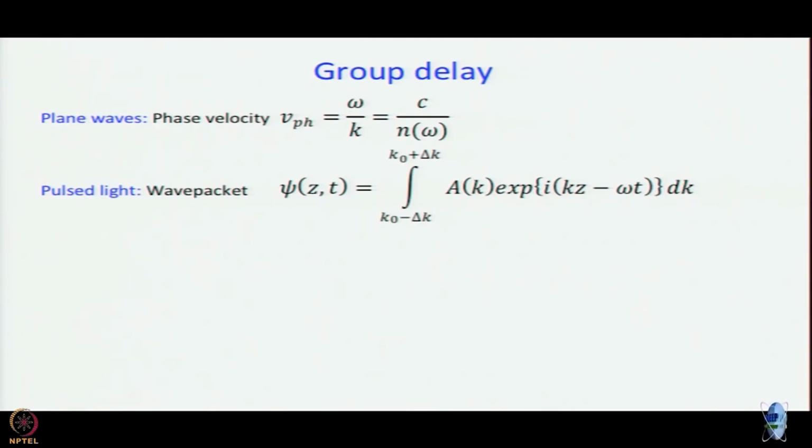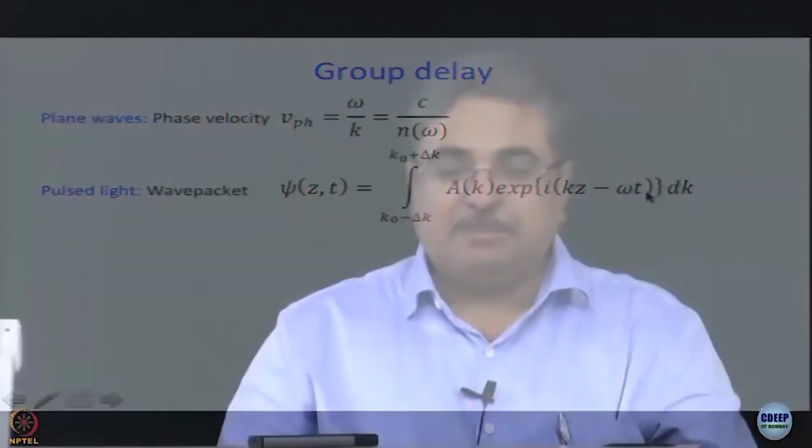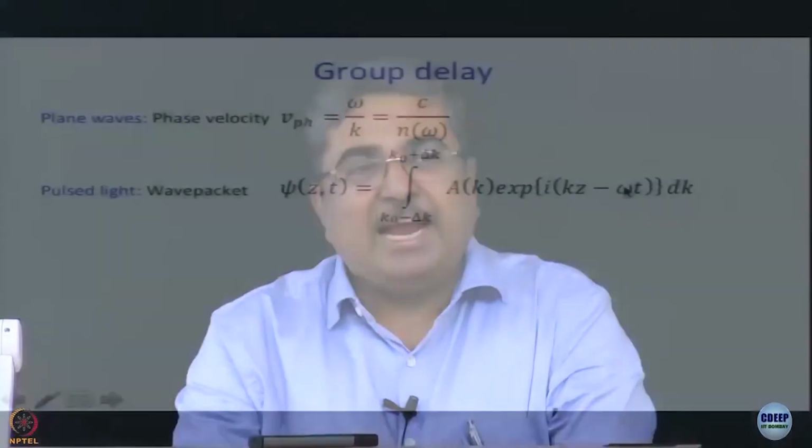You can do it numerically as well. Okay. So, let us understand what we have written. Forget about this integral for the moment, we will come to that. What is this? A at k multiplied by e to the power i(kz minus omega t). That is the expression of a plane wave. And our ultra short pulse comprises many such plane waves. So, what we are doing is adding up all the fields.